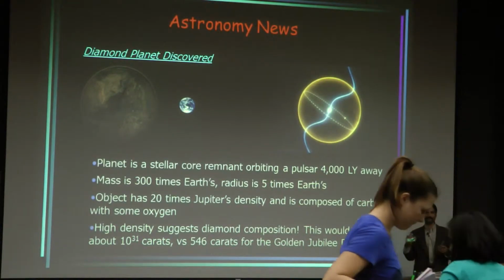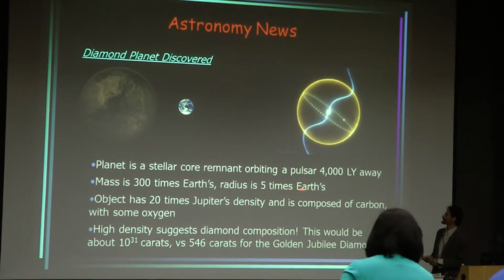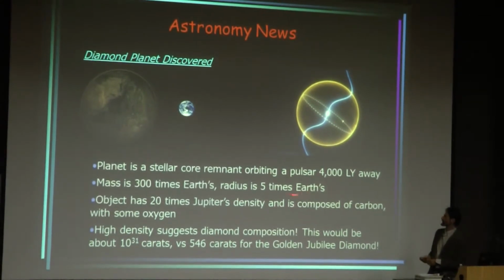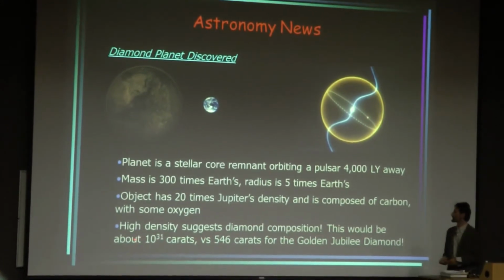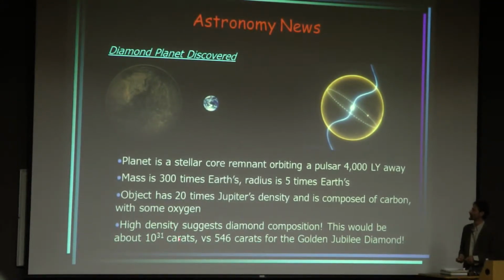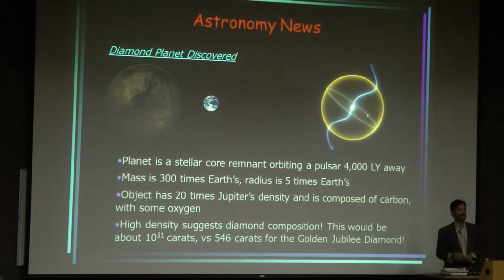Carbon, a carbon core in crystalline form. So anyway, it's about 300 times Earth's mass, 5 times Earth's radius. So this diamond composition, if we wanted to convert this into actually a diamond, it would be about 10 to the 31 carats. So that's a 1 followed by 31 zeros carats.